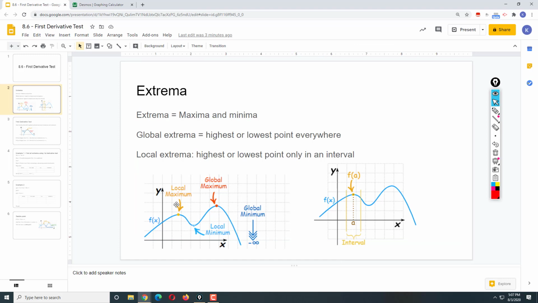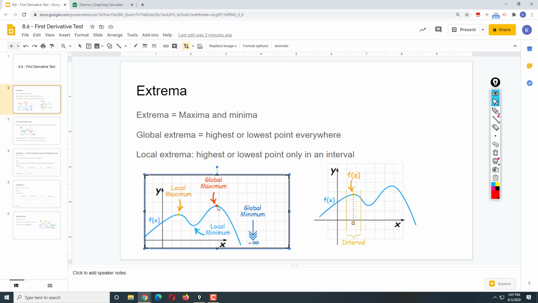In this image, we see that the graph is going up and then down and then up and it goes down again. Okay? Well, this graph has a local maximum at the first point right here, because it's going up and then going down. And then it has a local minimum because it's going down and then going up. And then it has a global maximum because the highest point everywhere is on this point. And then as the function goes to negative infinity, that's the global minimum.